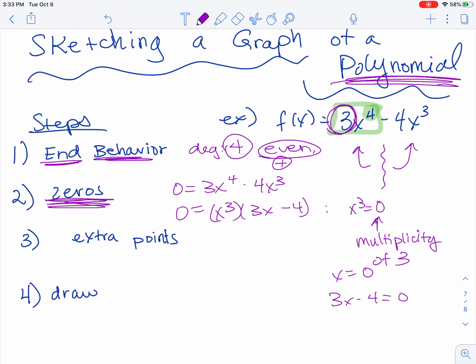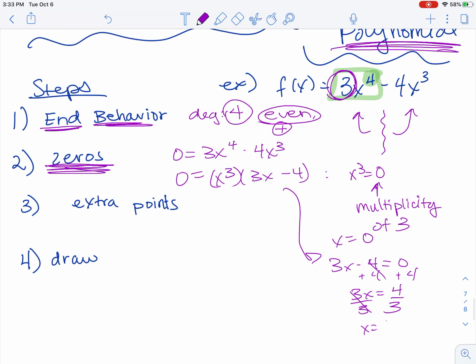And then we also say 3x minus 4 equals 0 from right here. So we add the 4 to both sides. 3x equals 4. Divide both sides by 3. And we're left with x equals 4/3. So here's my roots. It happens once at 4/3 and a multiplicity of 3 at 0. Multiplicities of multiple numbers also tell you whether or not it goes through that value or it just bounces off. And if it has a multiplicity of an odd number, it goes through.